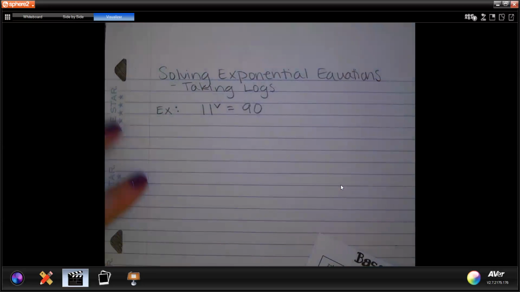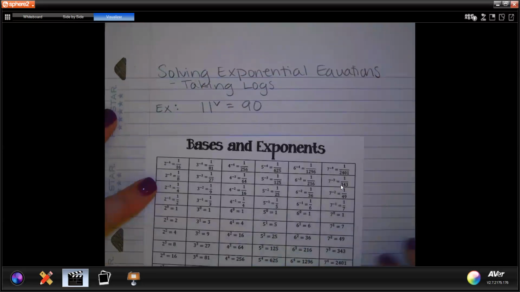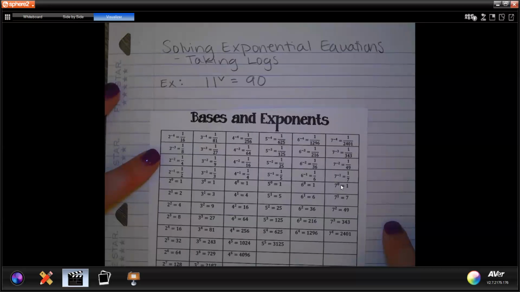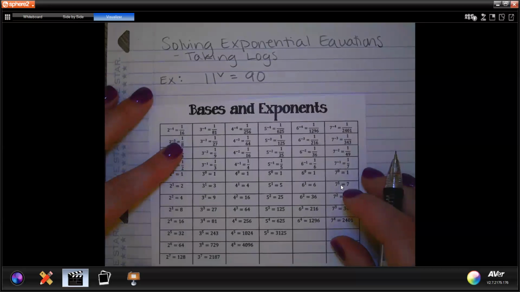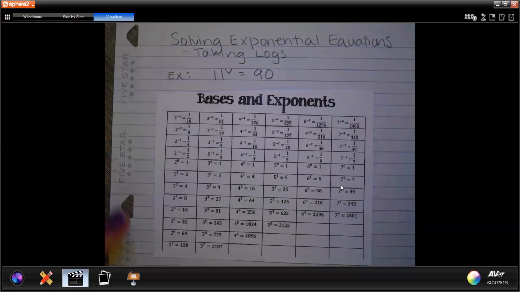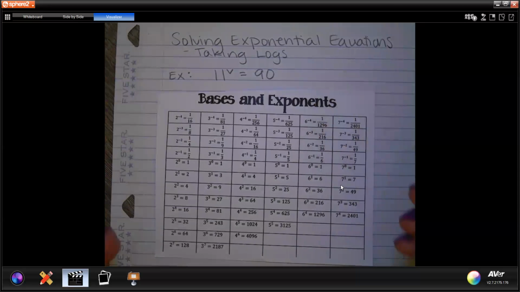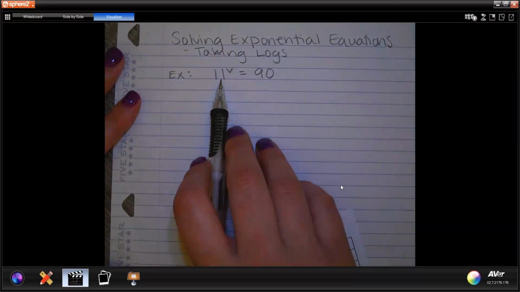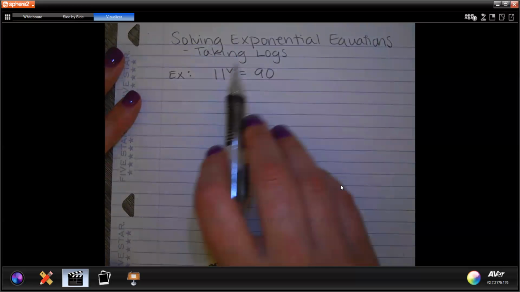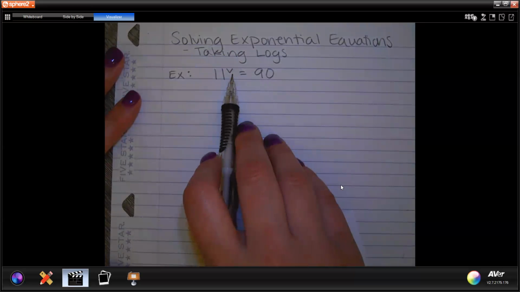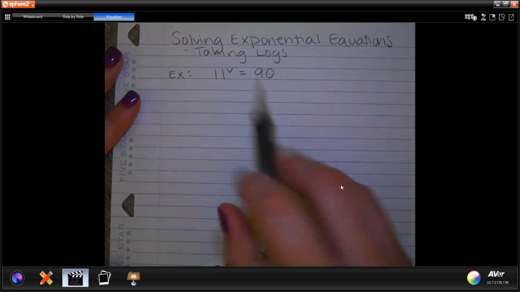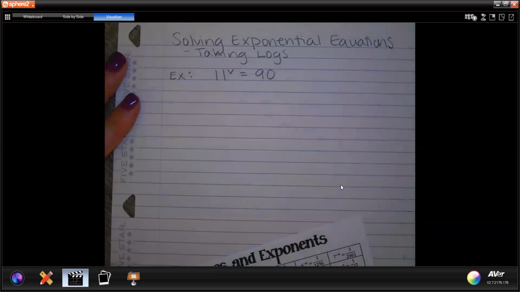equals 90. So if we were doing this the other day by changing bases, we would take this little chart out and look for where 11 and 90 show up in the same column. And there is no way that 11 and 90 are going to show up in the same column. It just doesn't happen. So what we want to do instead is undo this base of 11 so that the exponent v can be freed up, because the variable is what we want to solve for.